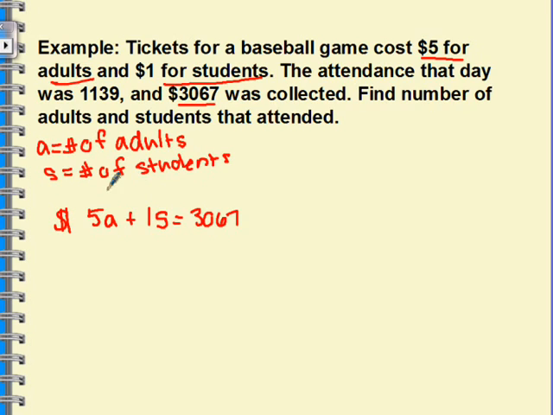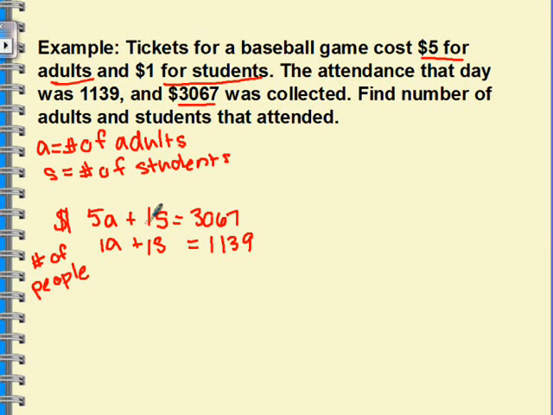Not only did they talk about the money, they talked about how many people attended that day. So the second equation is going to be the number of people. So together, the adults and the students, they equaled 1,139 people. Alright, this is almost set up for elimination. We can draw in our invisible ones if that helps us.